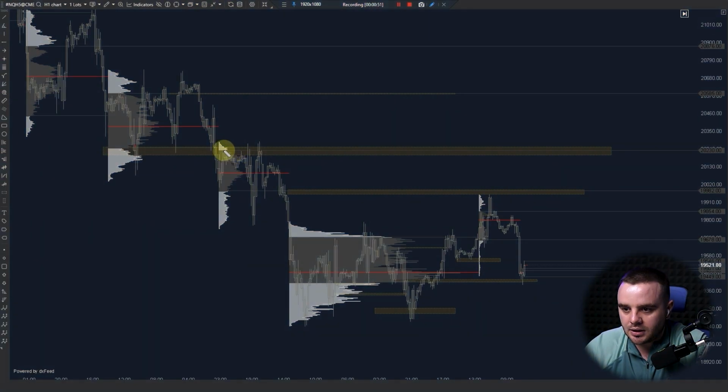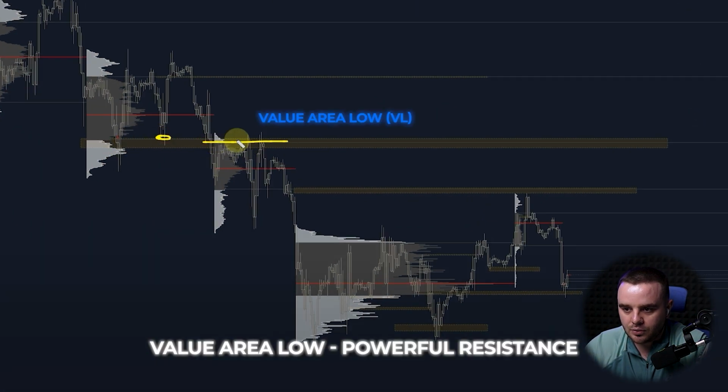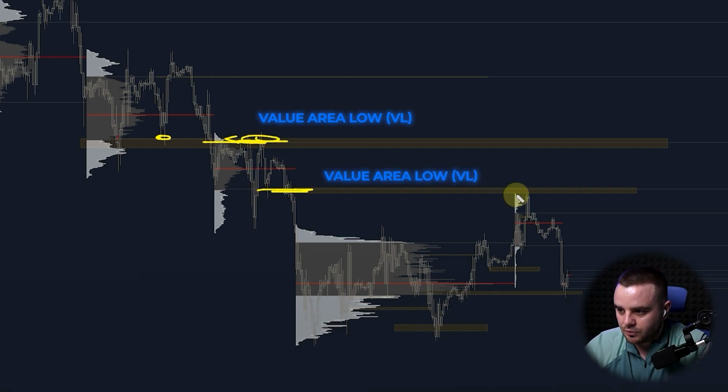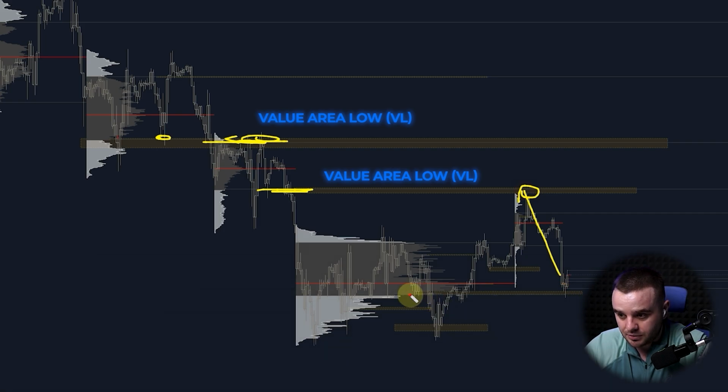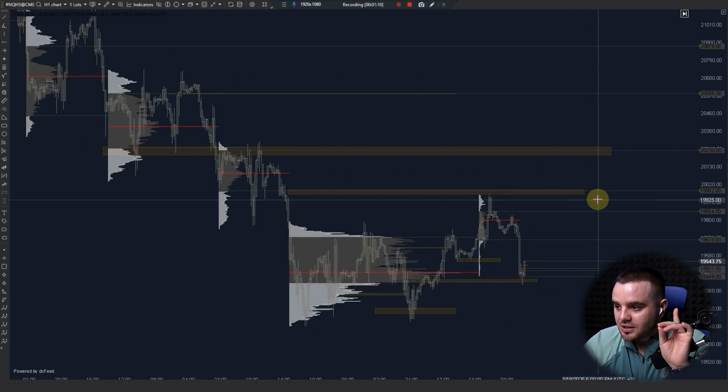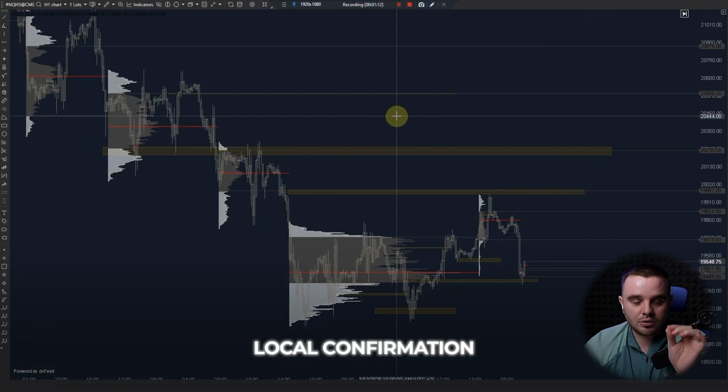You can see here how the previous value area low played out as a powerful resistance. The same here, the value area low played out as a powerful resistance, and have a look how big a move had happened. And the same happened today. You can see price reached the value area low of the composite volume profile, and the most important thing, what was there? It is a local confirmation.